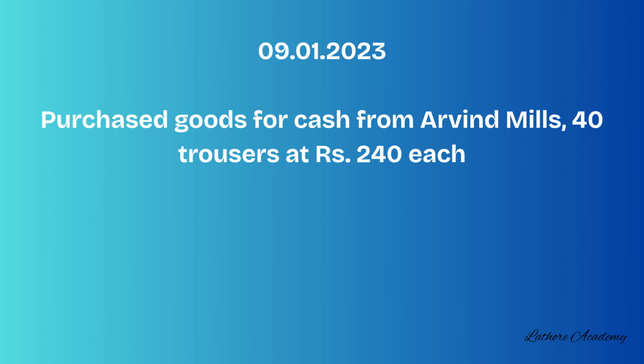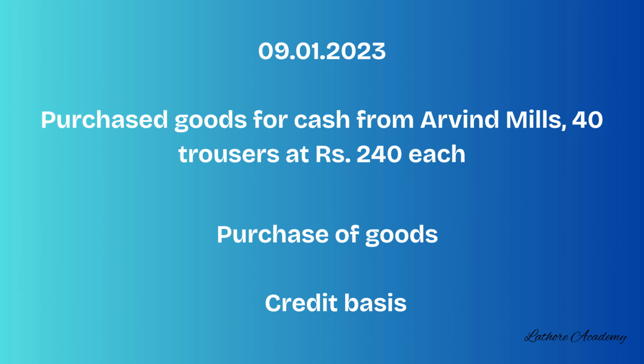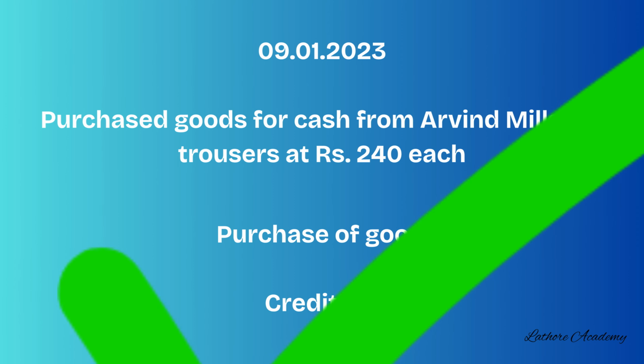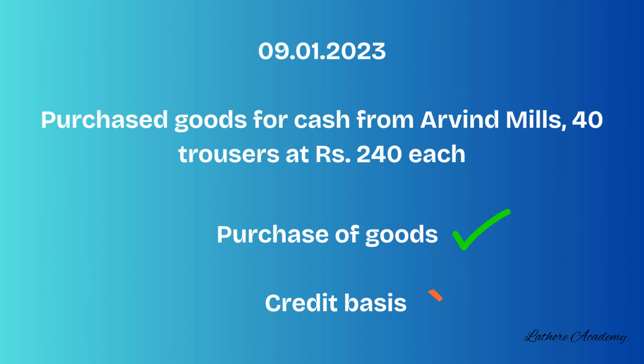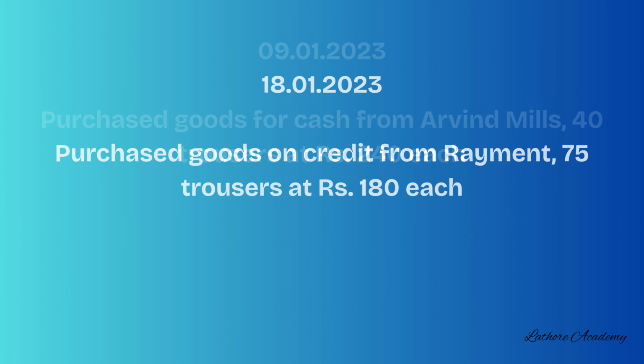Next transaction, 9th January, purchased goods for cash from Arvind Mills. Students, here they have purchased for cash, so this will be a cash book item and not a purchase book item, hence it has to be ignored while recording in the purchase book.